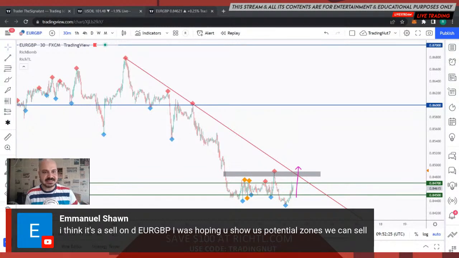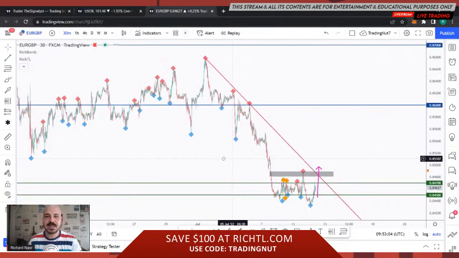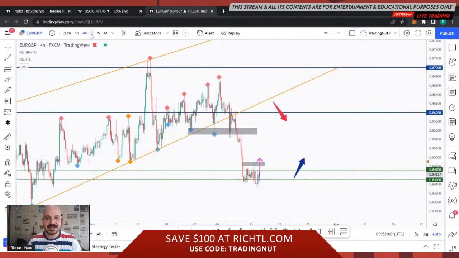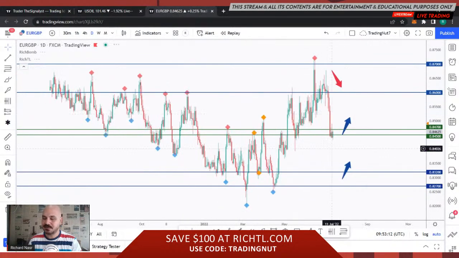Emmanuel, a sell on Euro GBP. I was hoping you'd show us potential zones we can sell. Okay, fantastic. So we are still here on Euro GBP. For now, you could have looked for a sell around the resistance area, which we can see here, right? Which is also a supply and so on. For now, the odds are not in your favor to look for a sell.